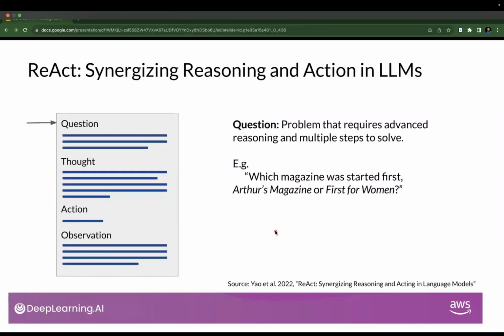One more thing which is covered in the course is about React, which again enables a complex chain of thought reasoning along with action. So React has four steps. Based on the question, it starts with a thought, performs an action, and makes some observation. For example, if your question is, which magazine was first started, Arthur's Magazine or First for Women?